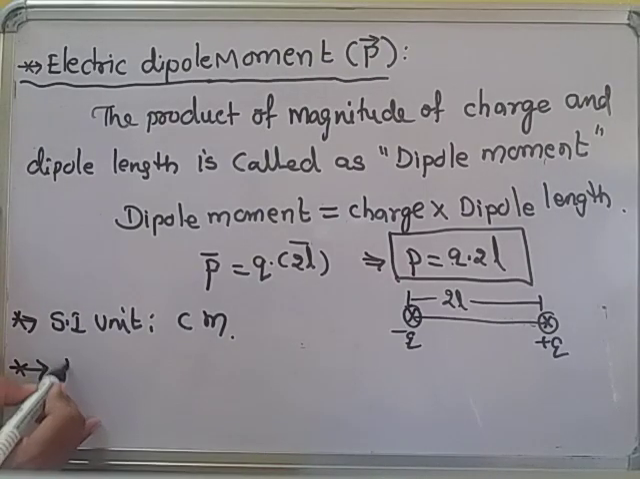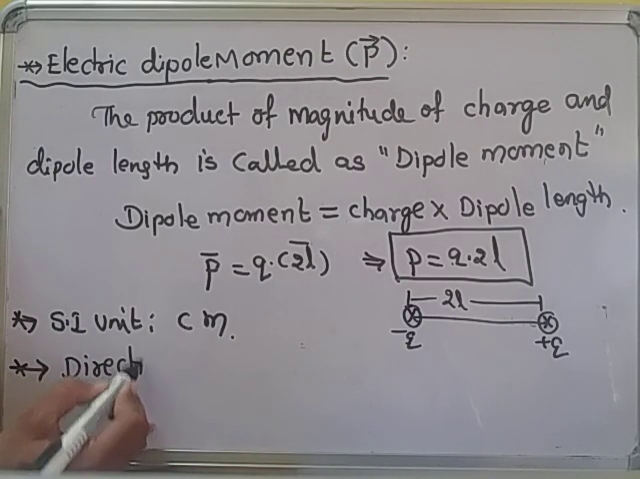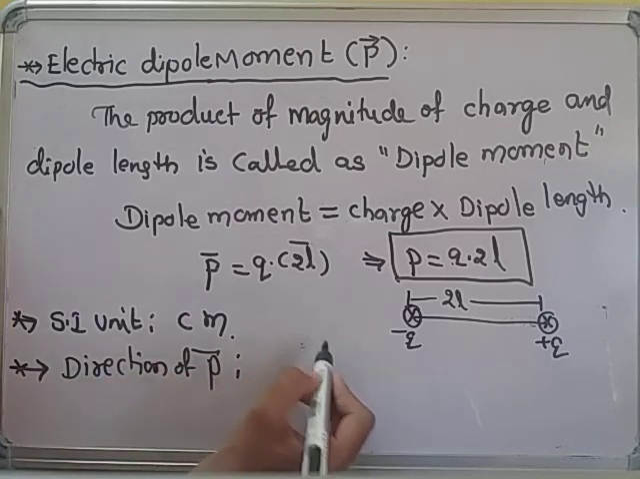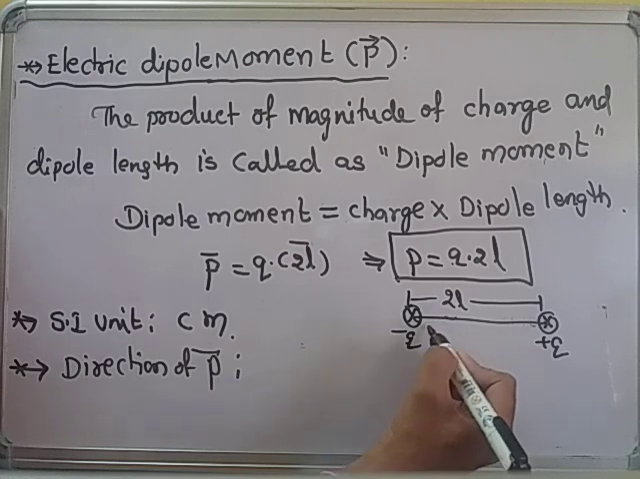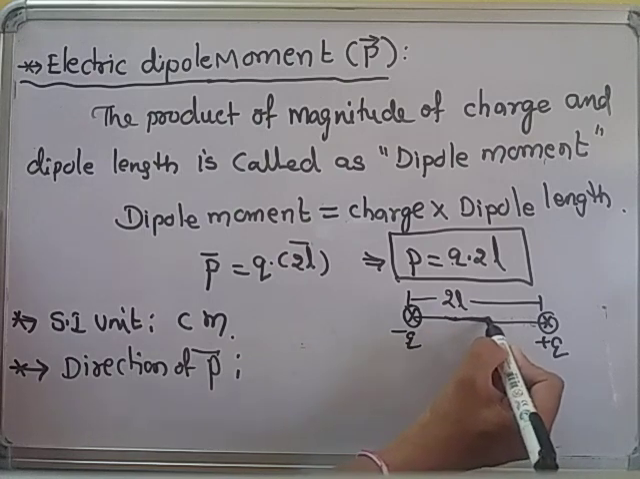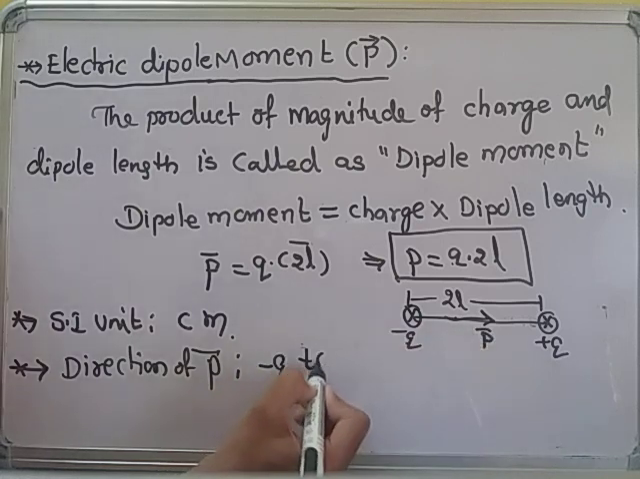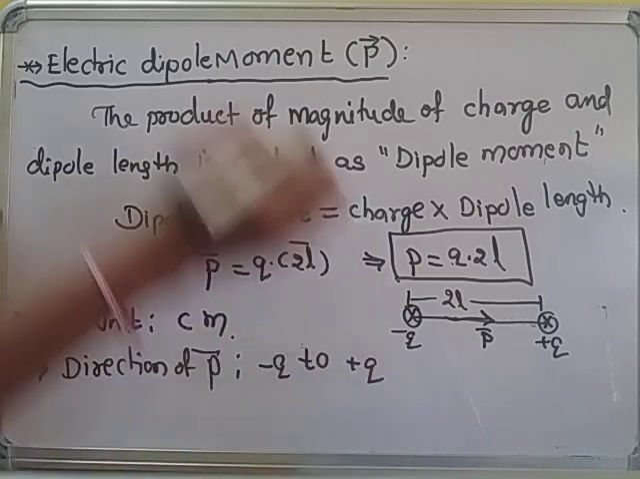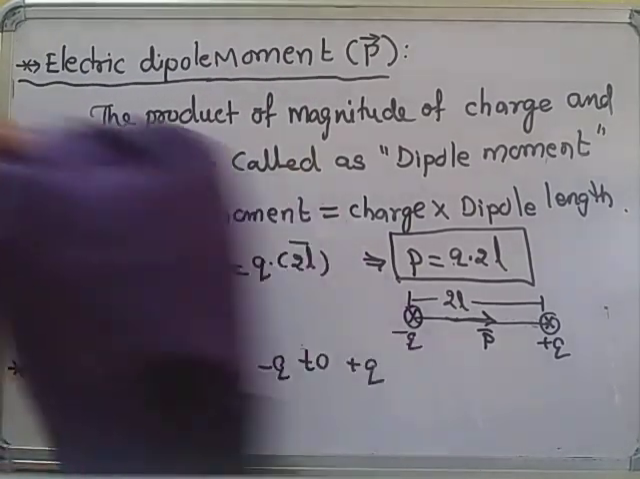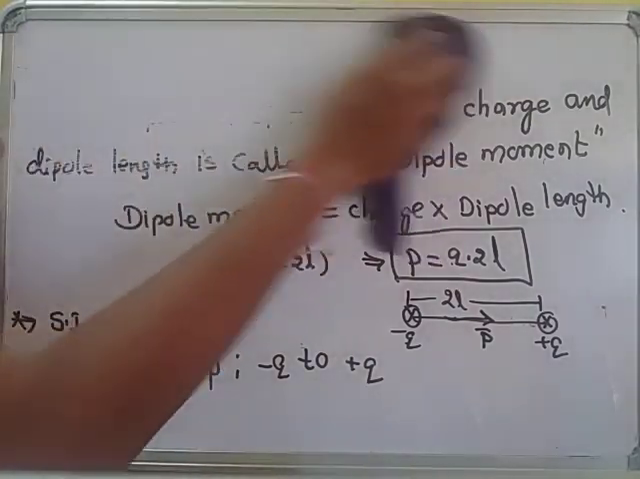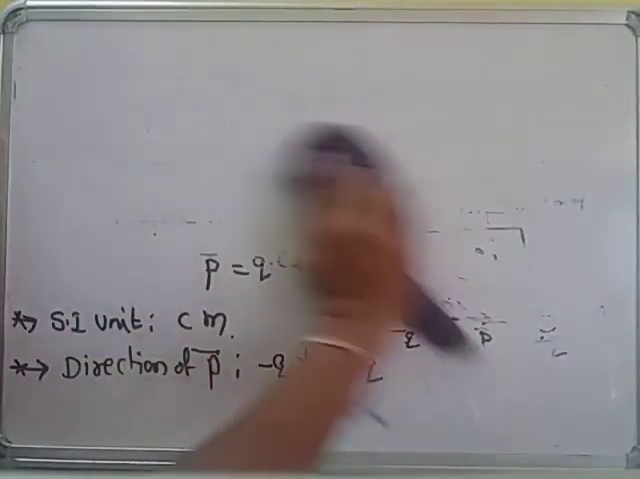And now the direction of the dipole moment. The direction of dipole moment P bar is from minus Q to plus Q. This is electric dipole moment and its direction. Till now we discussed what is electric dipole, what is electric dipole moment, and what is the direction of the electric dipole moment.